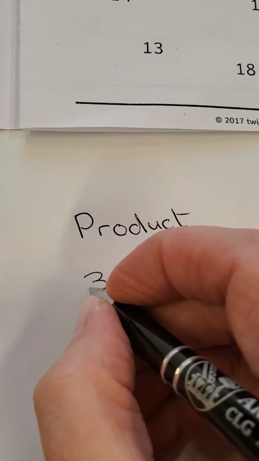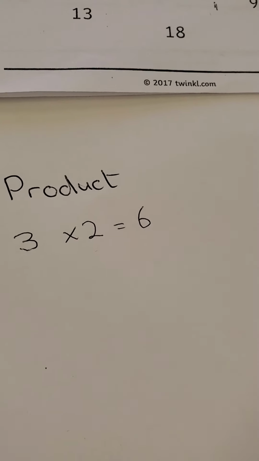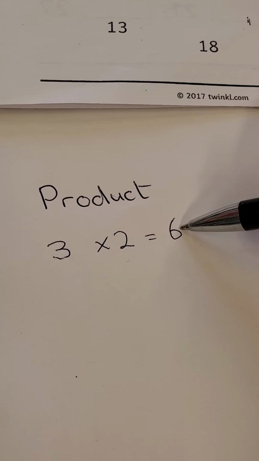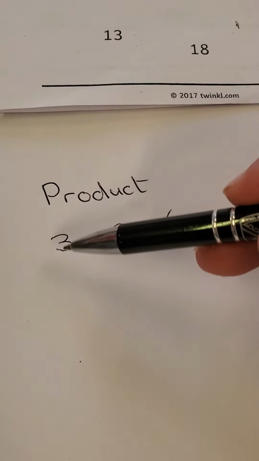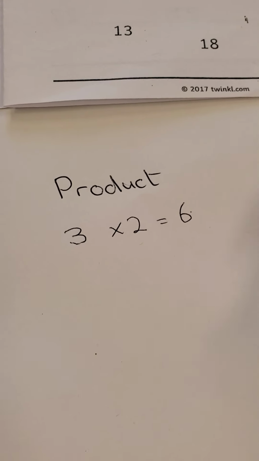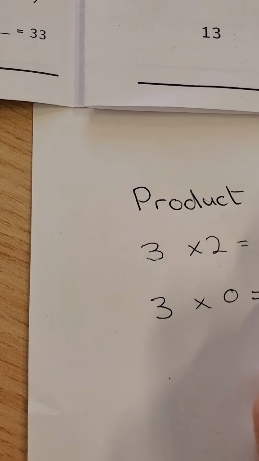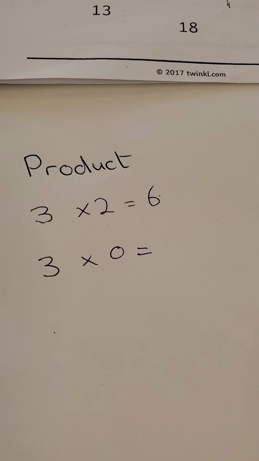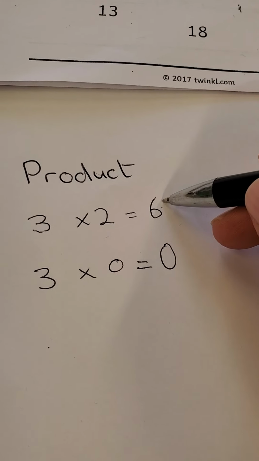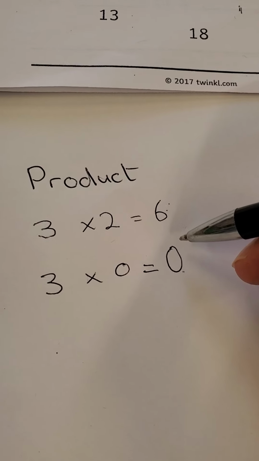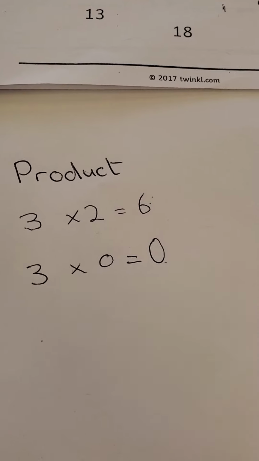So for example, if I wrote 3 times 2 equals 6, the product is the answer. The product is 6. And the way you would say that is the product of 3 and 2 is 6. So let's look at the product of 3 and 0. The product of 3 and 0 is 0. So this is a product and this is a product. The answers in the 3 times tables are the products of the 3 times tables.